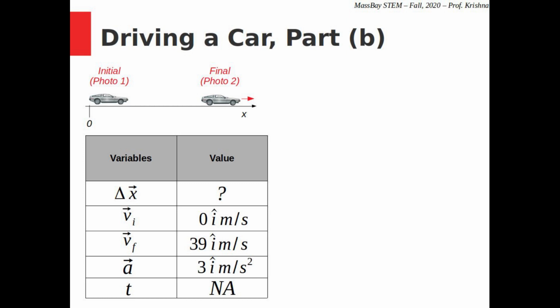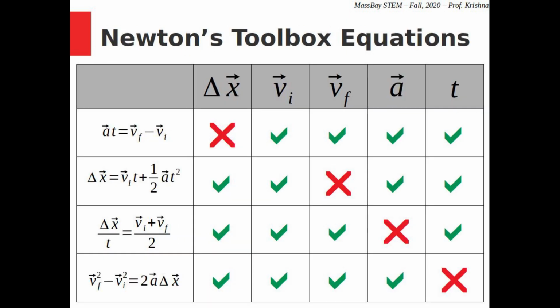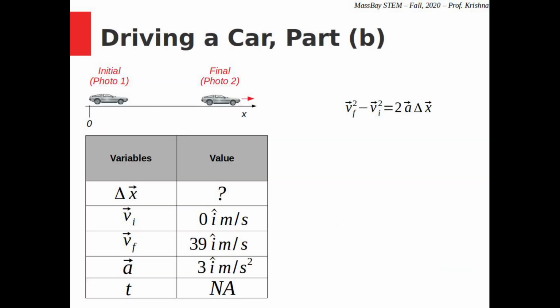In step 5, the knowns are the same as before. But in step 6, things once again change, because we need a different equation, one that weaves together displacement, initial velocity, final velocity, and acceleration. Equation 4 is the only one that will do that.